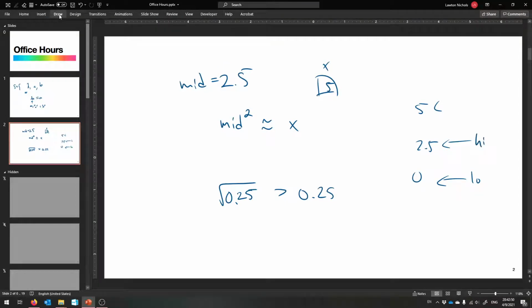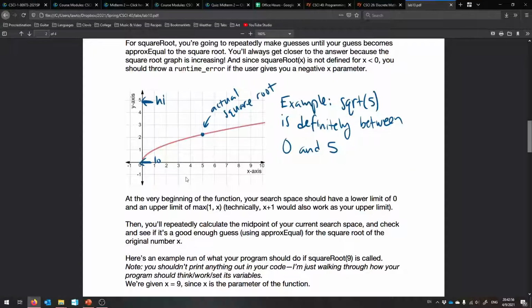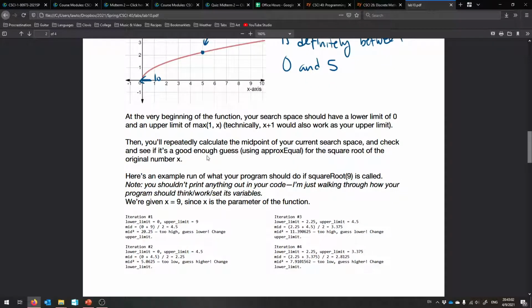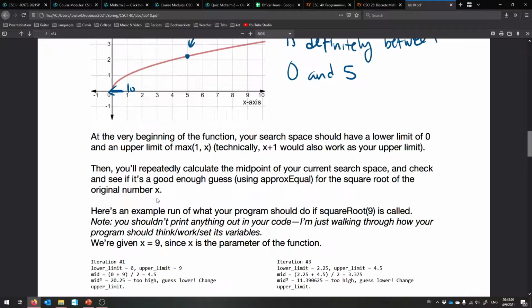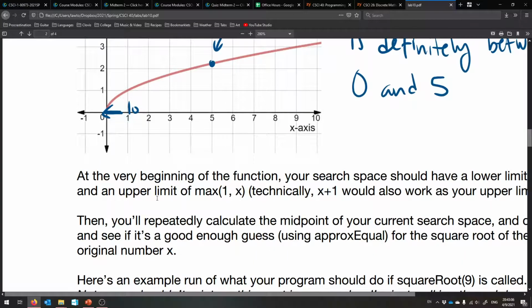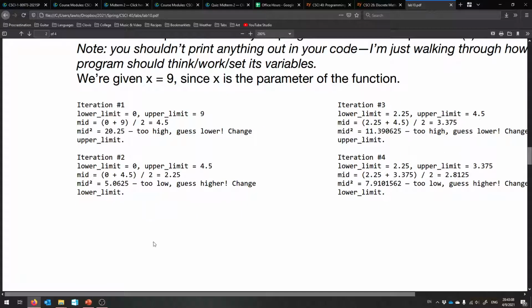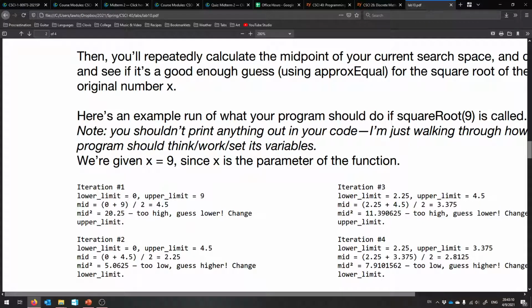2.5 will become your next high, because the square root of 5 you'll discover needs to be between 0 and 2.5. Okay, so yeah, that is the idea and the strategy. If it's still not making a whole lot of sense, what I've done is given you the exact way that this program that you're about to write will find the square root of 9.